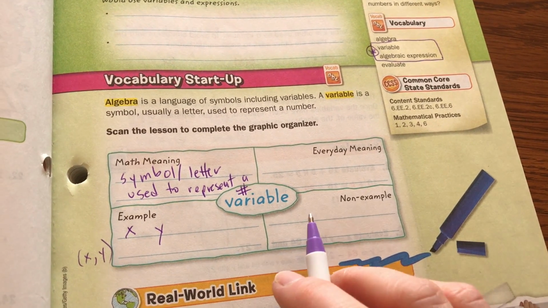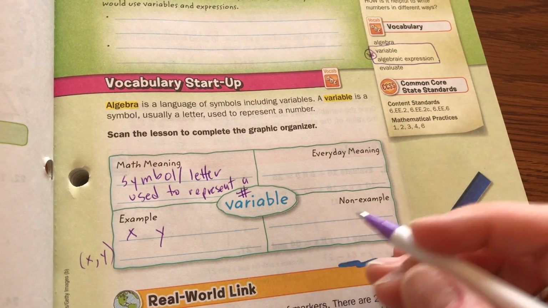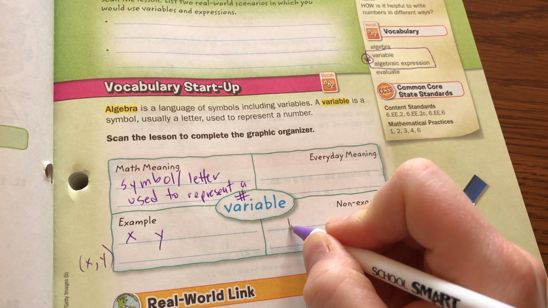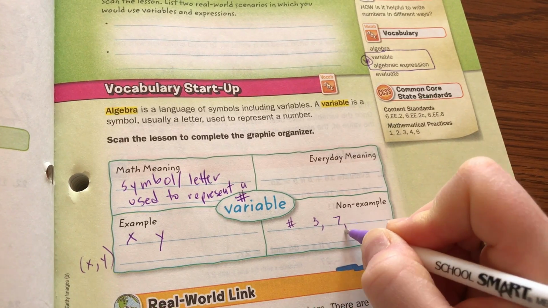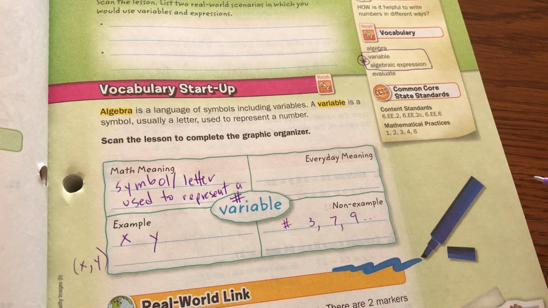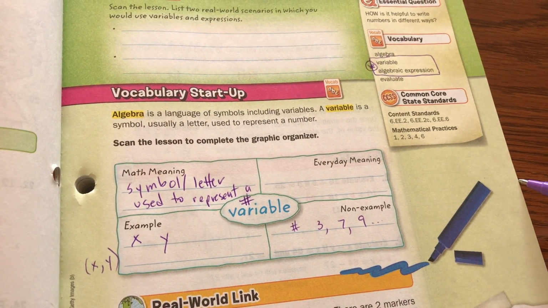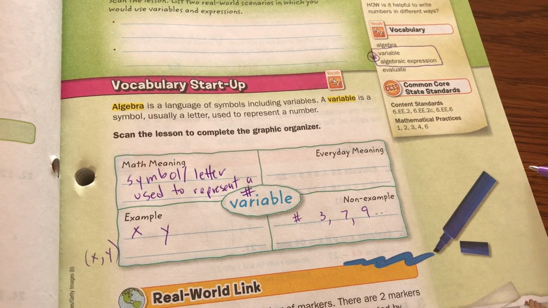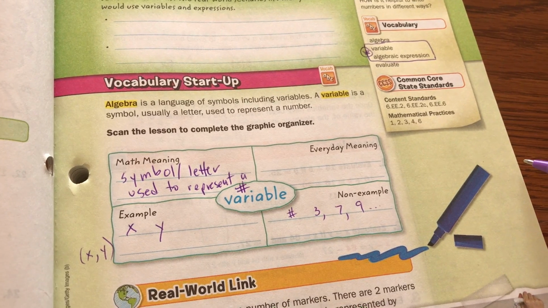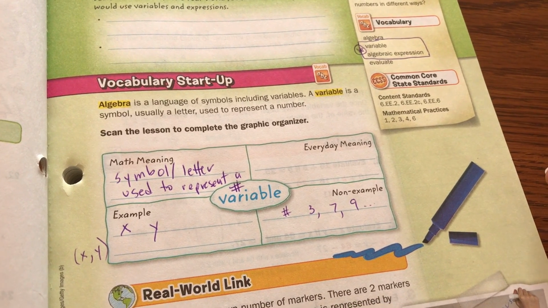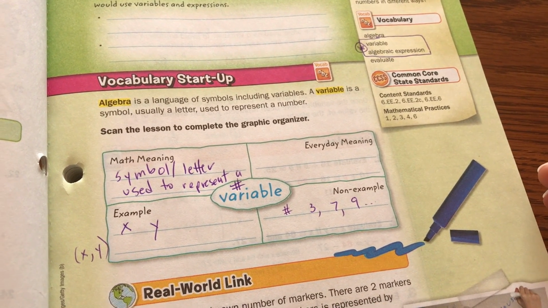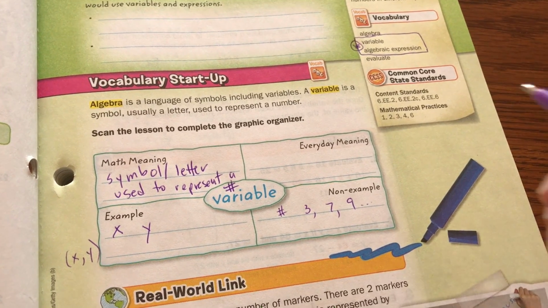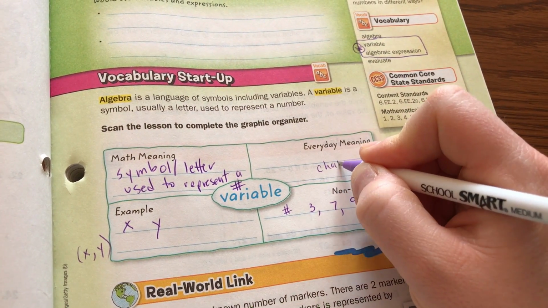So something that's not a variable would be a regular number, like 3, 7, 9, whatever. What is an everyday meaning for variable? So to vary. Vary, I feel like that means to change, like in a science experiment. What is the thing that you change that you're testing? So it kind of means change.